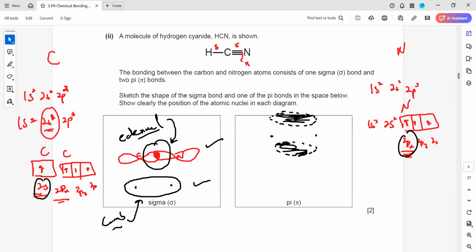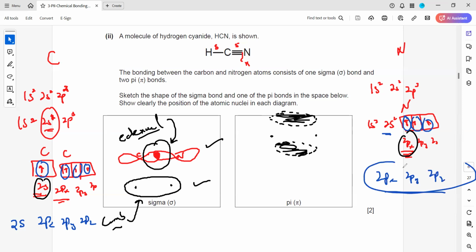The overlapping of orbitals can only happen with available orbitals. For carbon, the available orbitals are 2s, 2px, 2py, and 2pz. But in the case of nitrogen, because 2s is already complete, it will not overlap, so the available orbitals for overlapping are 2px, 2py, and 2pz. For a pi bond, you will draw in the same manner for students taking Edexcel or Cambridge.